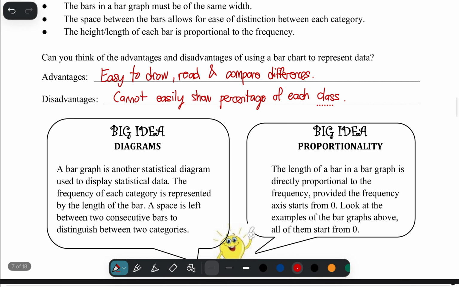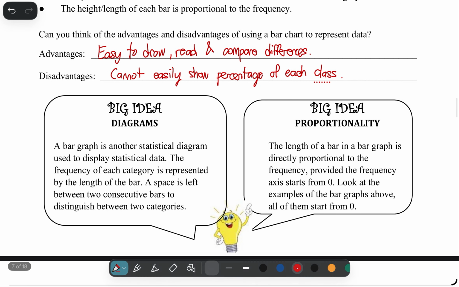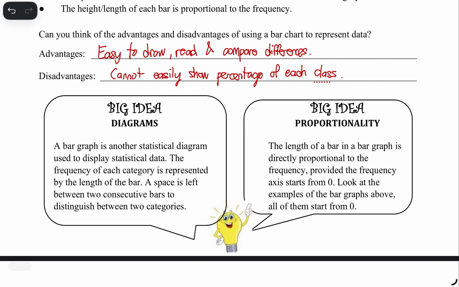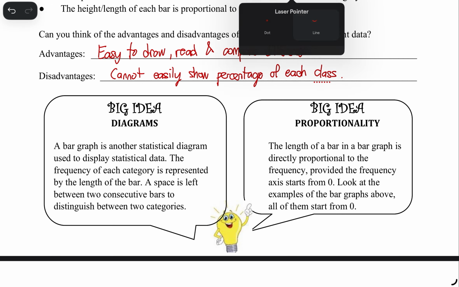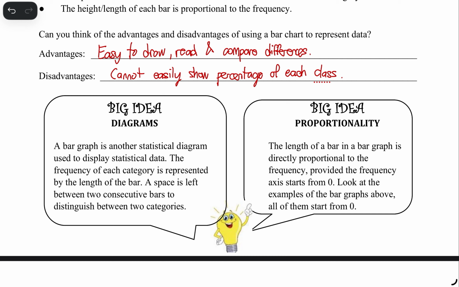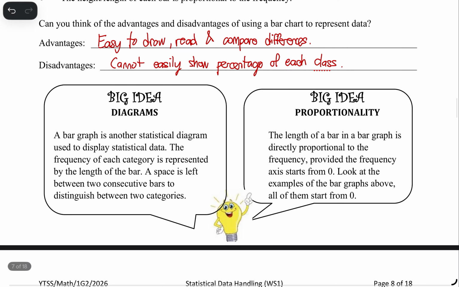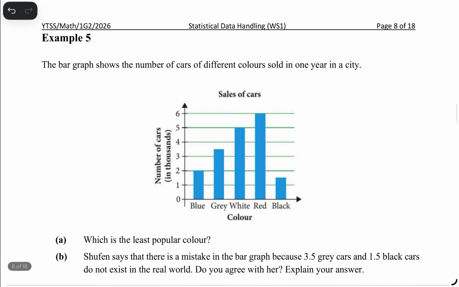Alright, going back to some of the big ideas we have learned about diagrams: bar charts are a very easy way for us to represent data because the length of the bar is proportional. Proportional means that the longer the bar is, the higher the frequency it represents. Let's now look at page 8, example number 5.